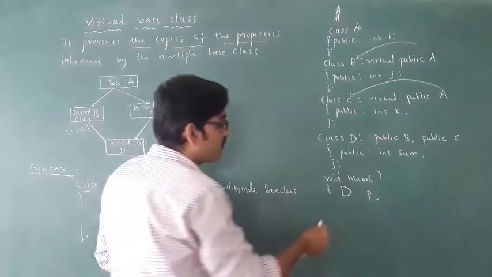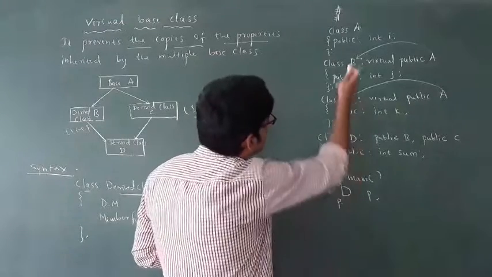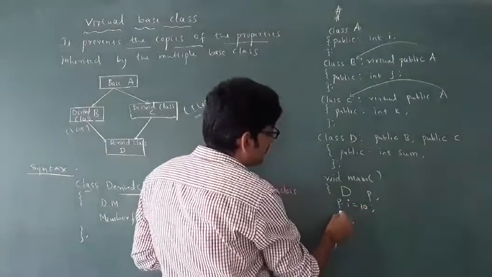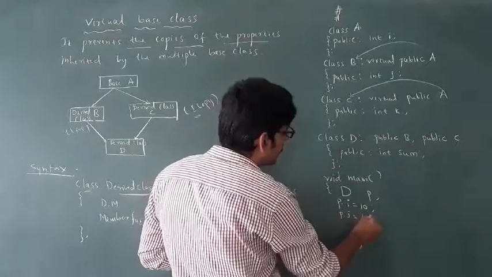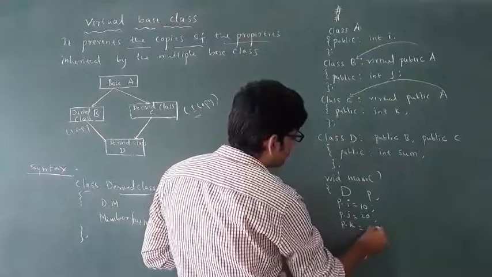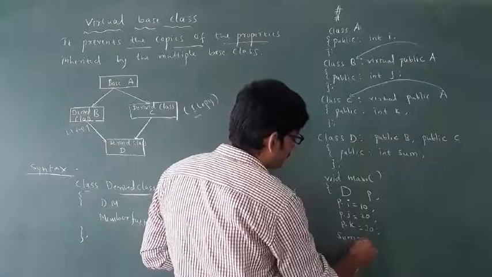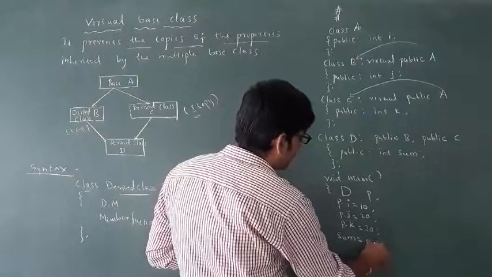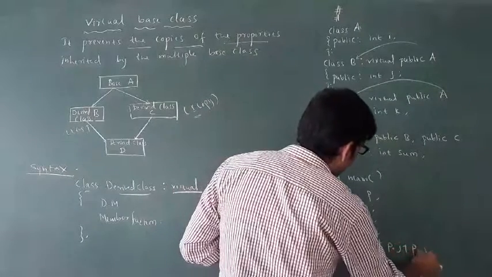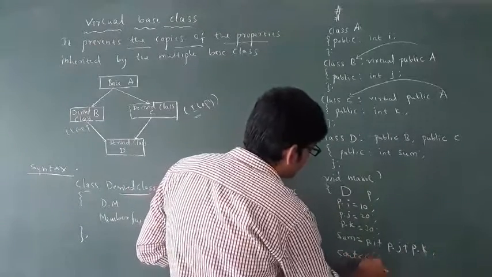See, you have to give values here. p dot i equal to 10. Then p dot j equal to 20. p dot k equal to 30. Then what answer do you get if you do the sum? sum equal to p dot i plus p dot j plus p dot k. Then cout sum.